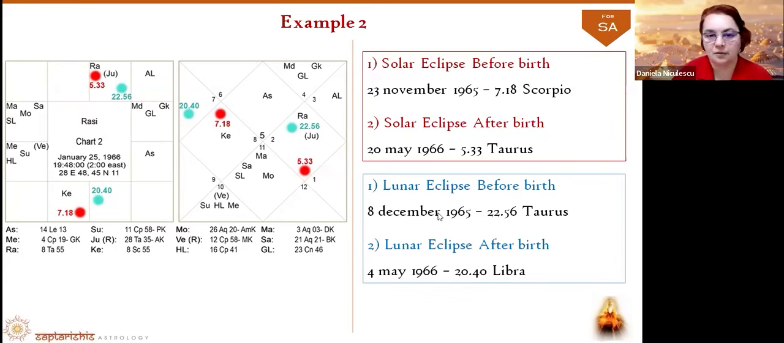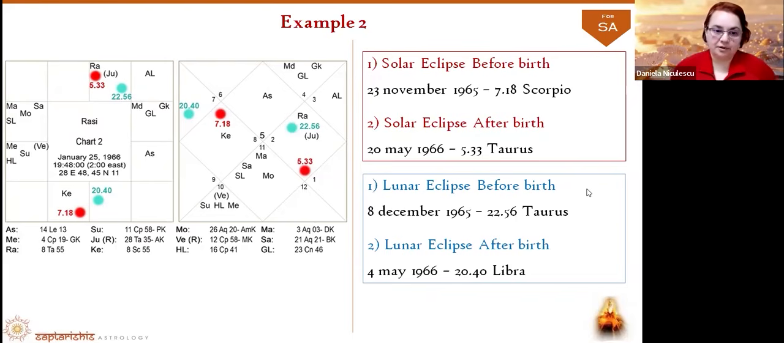Okay. So the first example, if you remember, had 4 signs activated by all 4 eclipses. And this time there are only 3 signs activated by the eclipses. So it's Taurus, Scorpio, and Libra. The other one had Pisces, Virgo, Aries, and Libra. So these are the eclipse points and the dates when they occurred prior to his birth and after his birth.